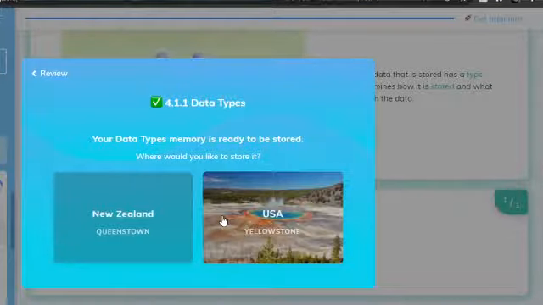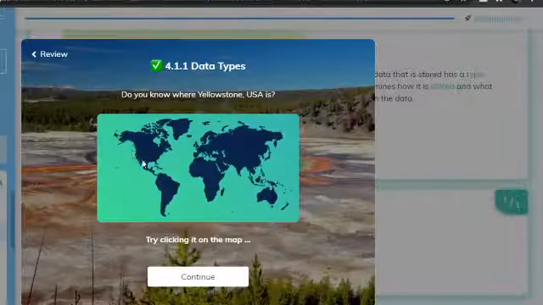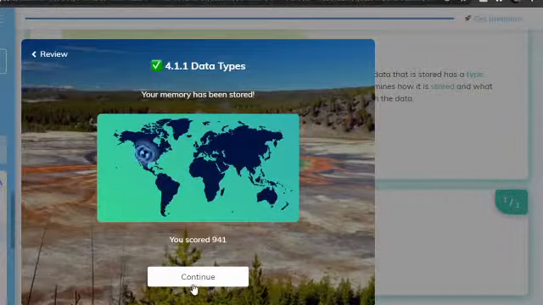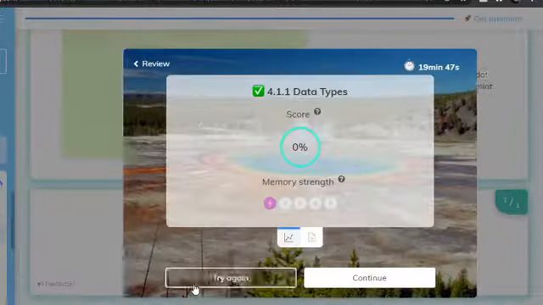New Zealand, USA, Yellowstone. This is there on the map. Well, that's quite close, you know, for just not knowing where it is.